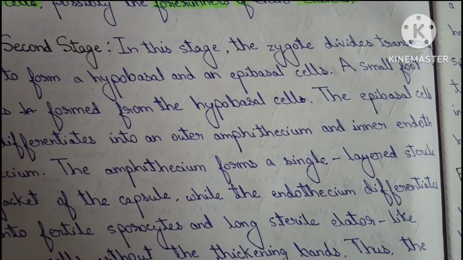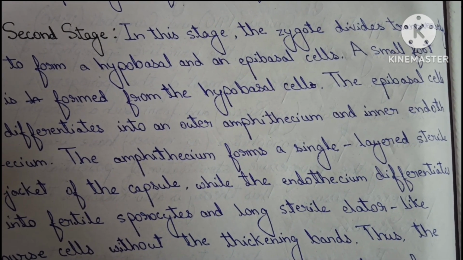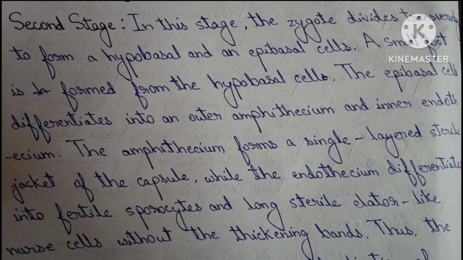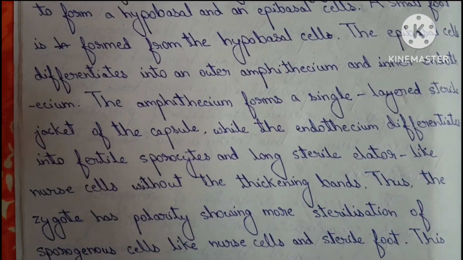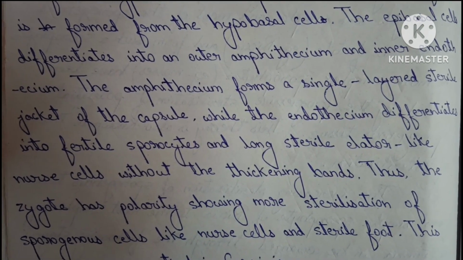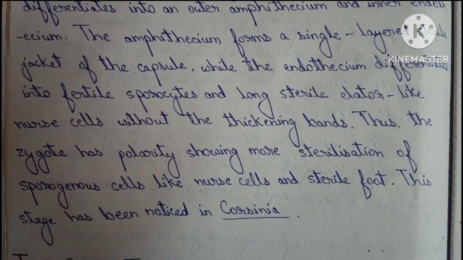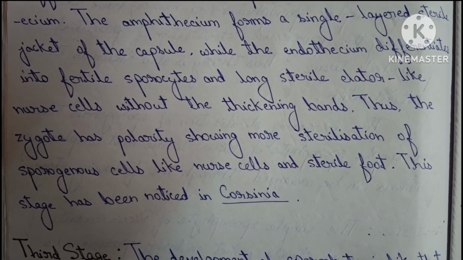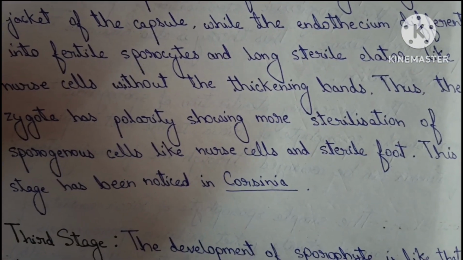Second stage. In this stage, the zygote divides transversely to form a hypobasal and an epibasal cell. A small foot is formed from the hypobasal cell. The epibasal cell differentiates into an outer epithelium and inner endothelium. The epithelium forms a single-layered sterile jacket of the capsule, while the endothelium differentiates into fertile sporocytes and long sterile elater-like nurse cells without the thickening bands. Thus, the zygote has polarity, showing more sterilization of sporogenous cells like nurse cells and sterile foot. This stage has been noticed in Corsinia.